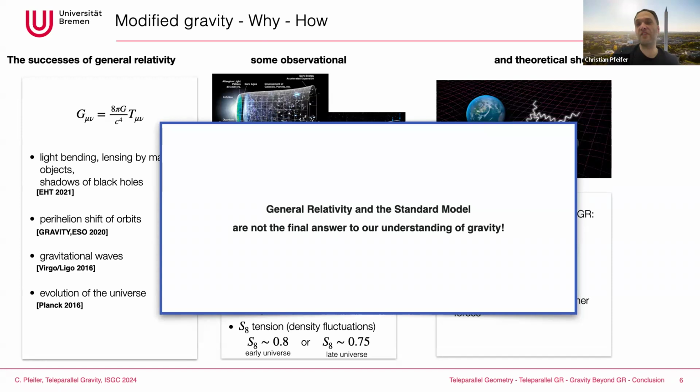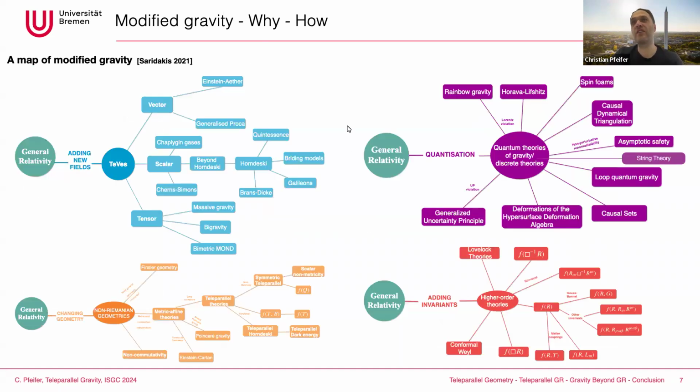Now, the question appears, if it's not the final answer, what could be the final answer, or in which direction could we go? We could either modify the standard model of particle physics or the description of gravity in terms of general relativity. And a few years ago, some colleagues created this map of modified gravity theories. So there are numerous ideas and suggestions how one could change the description of gravity, in which directions, and one can discuss a lot which one is the most promising path to take.